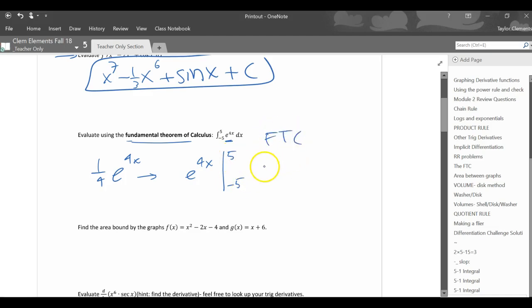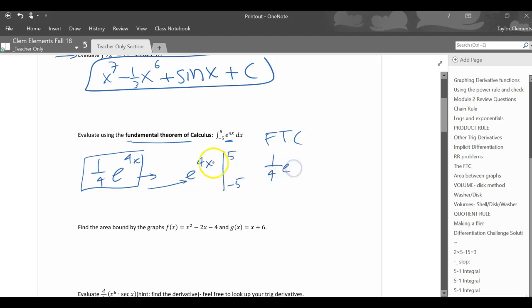So that's fundamental theorem of calculus. Let's plug in the 5 first. That gives me e to the 20. Oh, wait, sorry. Let me slow down here. This is my antiderivative, right? And when I derived it, I got this. Oof, I caught that. I'll plug in these numbers now.